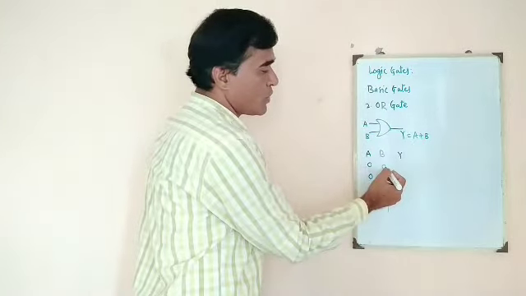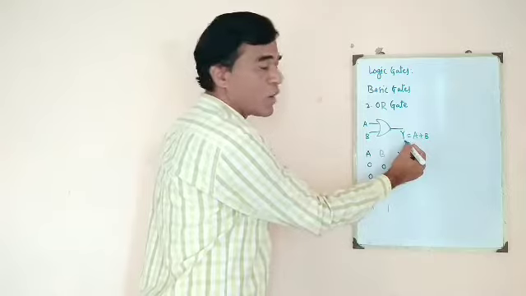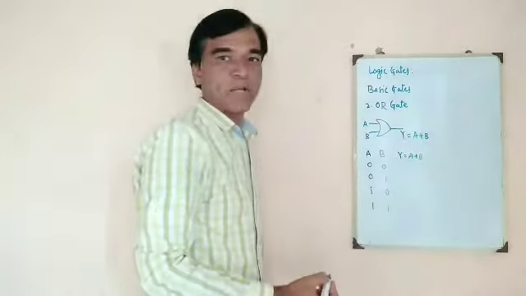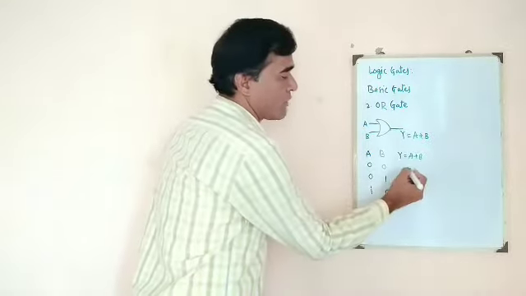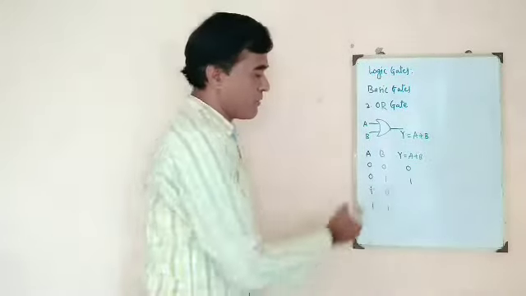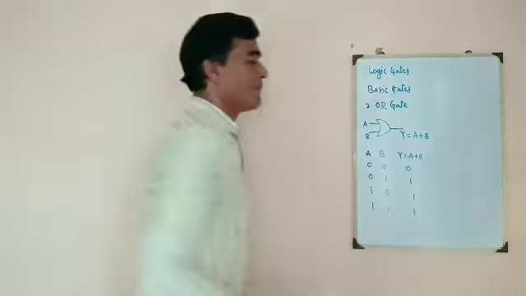When 0 0 is the input to the OR gate, I can write the output y by using this relation y is equal to a plus b. 0 plus 0, I will get output 0. 0 plus 1, we will get 1. 1 plus 0, 1. 1 plus 1, 1.